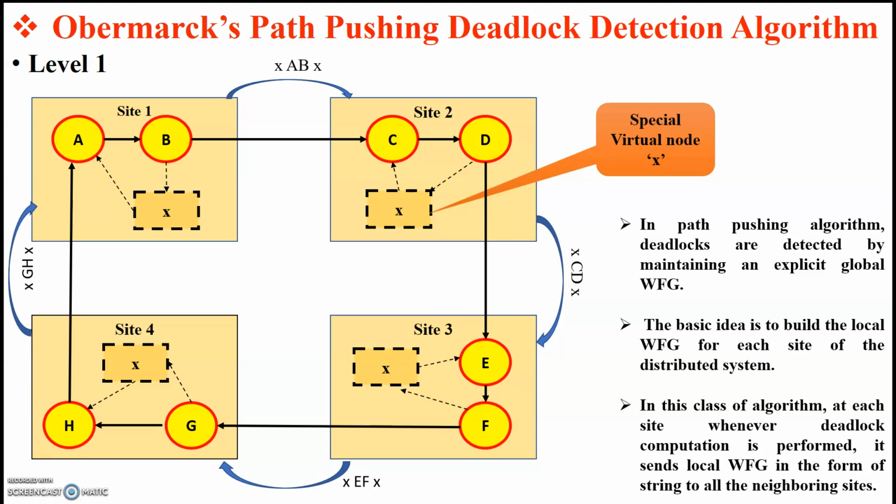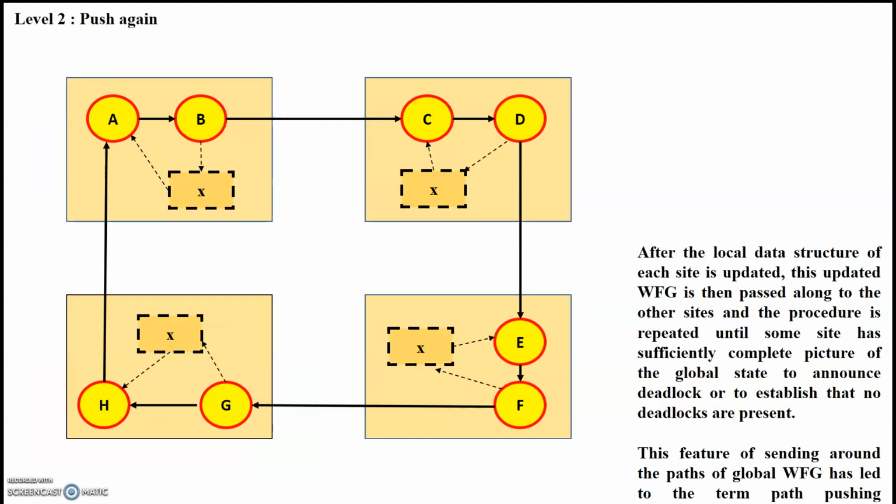Now we have to push the path again. So in level 2 we will push the path again. After the local data structure of each site is updated, this updated wait for graph is then passed along to all the other sites, and this procedure of pushing is repeated. Initially site 1 is going to send this information x a b x to the second site.